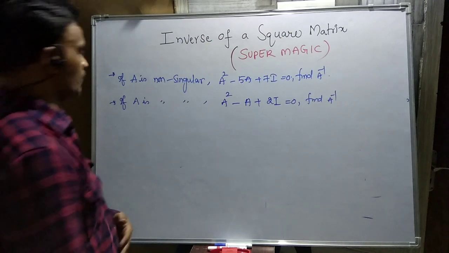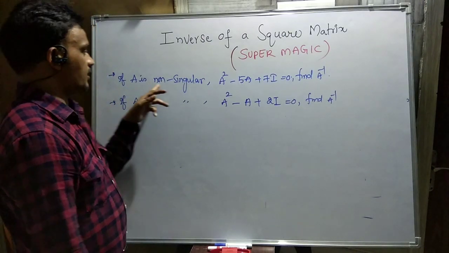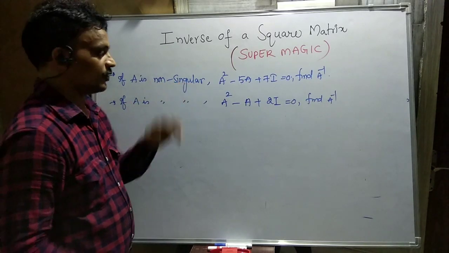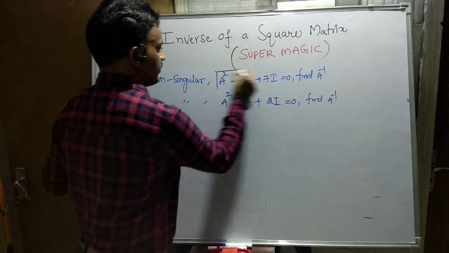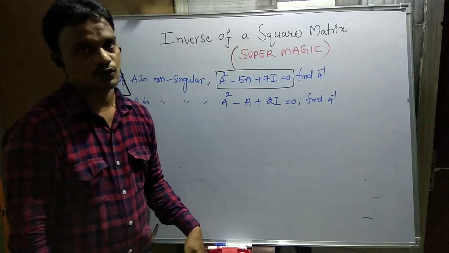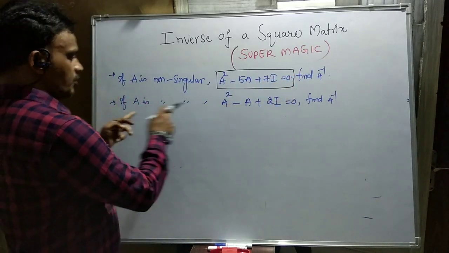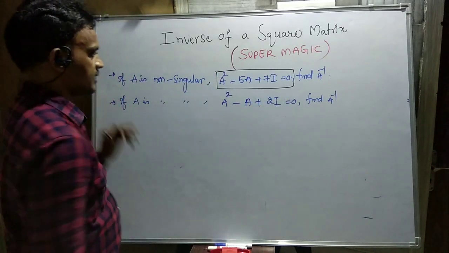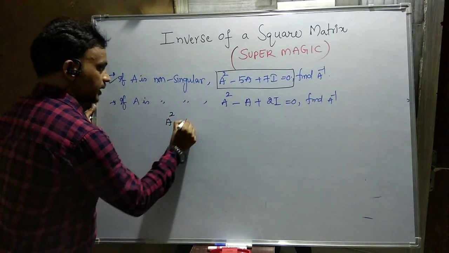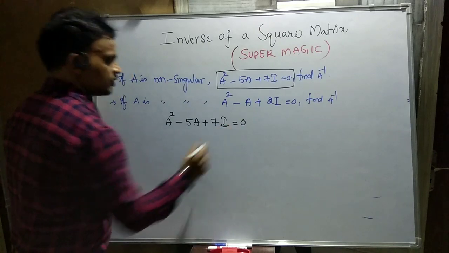Students, one more model, in the case of the inverse. A is a non-singular matrix, its determinant is not equal to 0, which means A inverse exists, and it satisfies the condition A square minus 5A plus 7I equals 0. In that case, find A inverse. Same model, one more problem. Let us see the first problem. I have taken A square minus 5A plus 7 times identity equals 0.